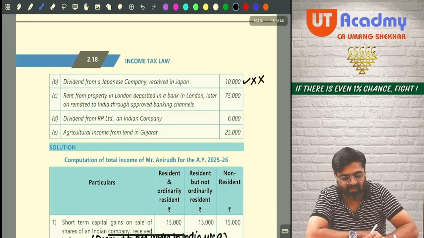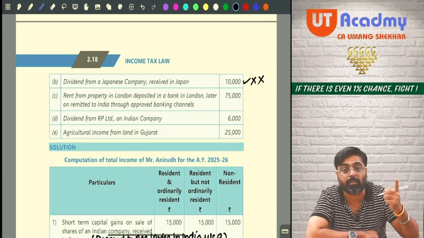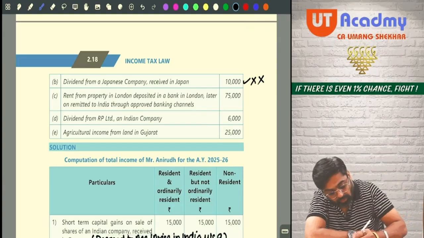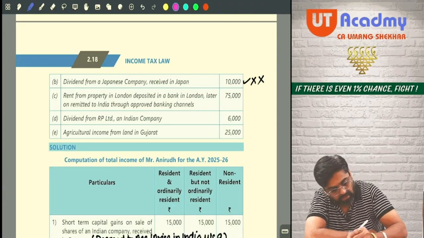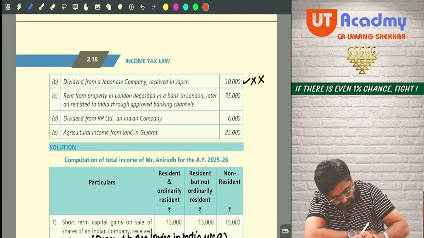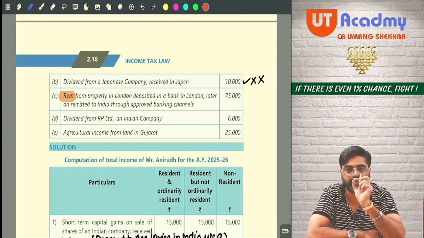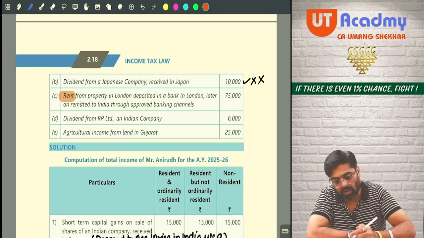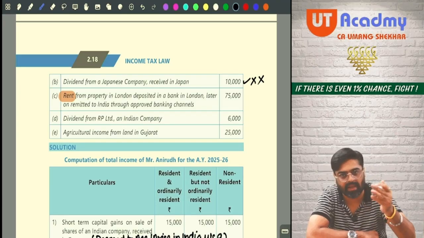Okay. Rent from property in London. Wait. Where is the property? Property is in London. So from that property, you are receiving rent. Please highlight this word, rent. Now, why I have told you to highlight, I'll make you understand.